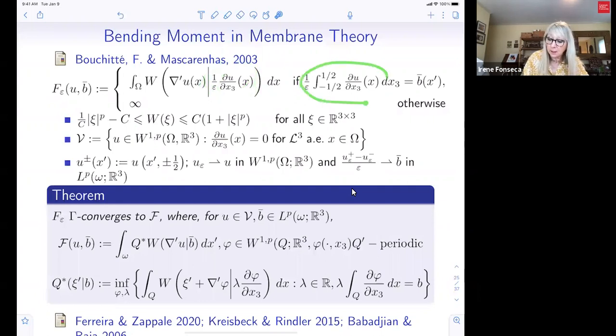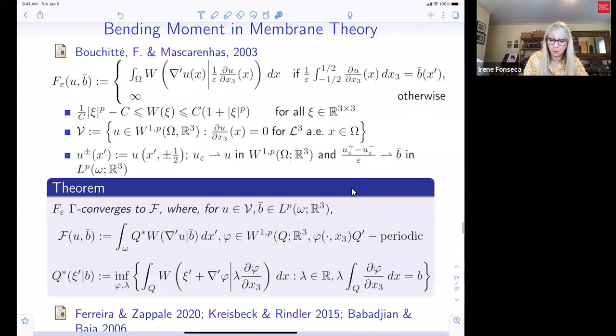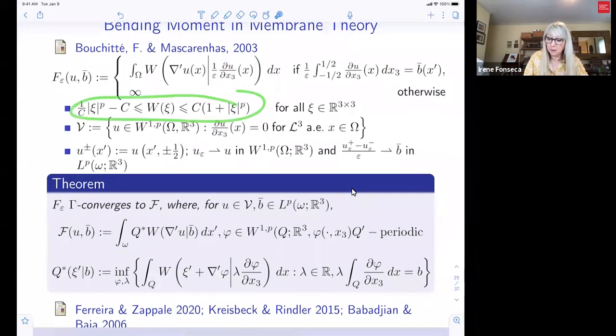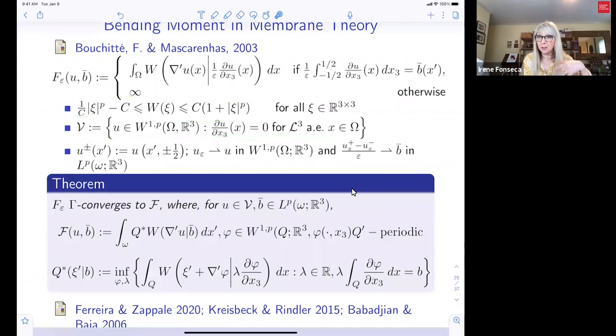So I'm going to write this as the bending moment, B is for bending. Same type of hypothesis. And again, V is our familiar space where you have no choice. This is going to disappear in the end, du/dx3. But now I want to know not only what happens when u epsilon goes to some u that lives in the right space V, but I want to look at this quantity and try to find out what it is in terms of this B bar.